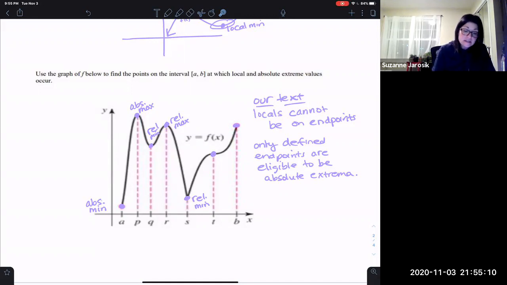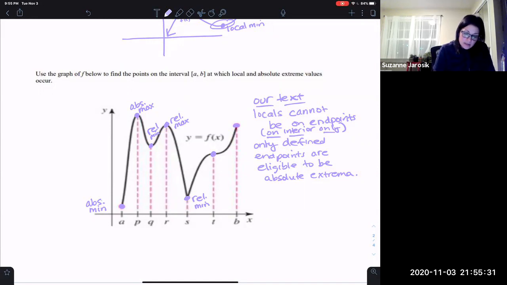Locals are on the interior only. Okay, and that's by definition of what a local is. All right, so let's go back to what we're talking about here.